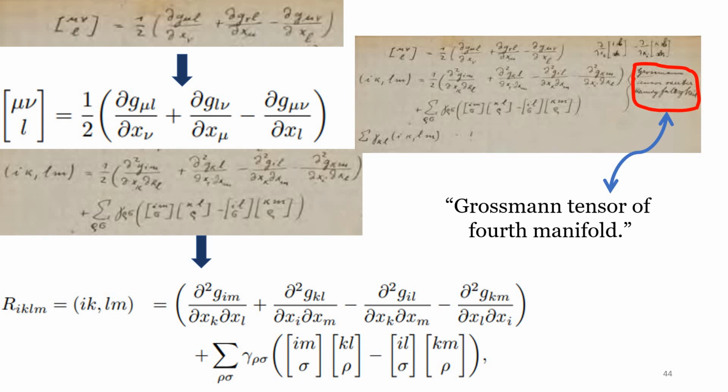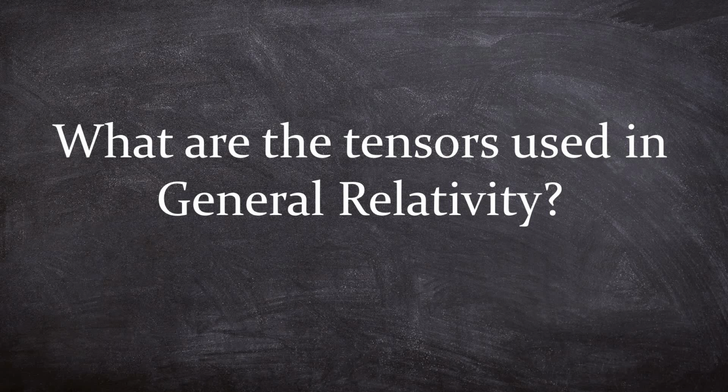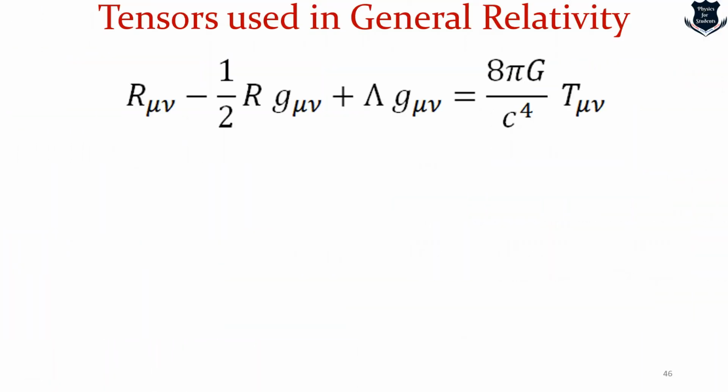Now the question is that we have understood everything. We have understood the history. We have understood Grossman's contribution to relativity. Now we will finally understand what the tensors used in general relativity are, and a quick summary of what tensors actually mean. So first of all, the famous Einstein's field equation, I don't need to explain it further.